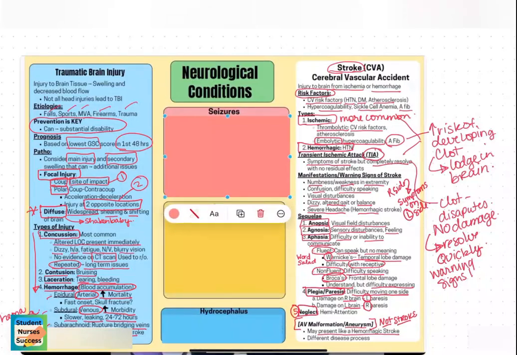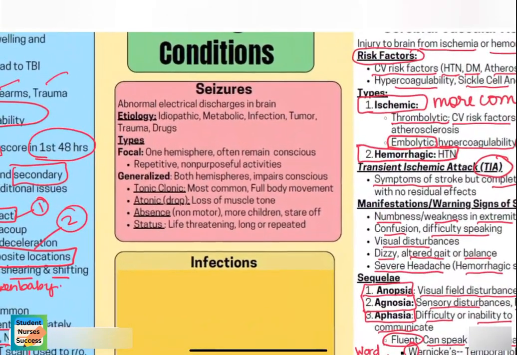All right, let's move on to seizures. Seizures are abnormal electrical discharges in your brain. Just like if you have a dysrhythmia in your heart, that's an electrical problem in your heart. A seizure is an electrical problem in your brain. So the electrical circuit in your brain is short circuited and it's almost like in a loop, and it's causing this ongoing loop of electrical activity, and that causes seizure or motor movements.